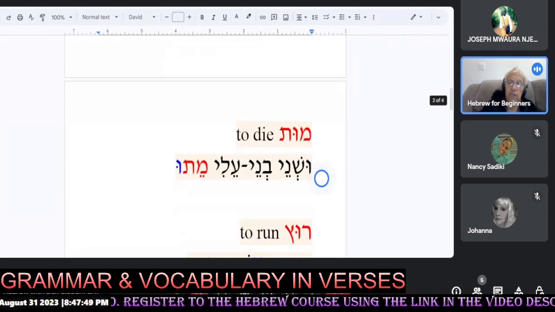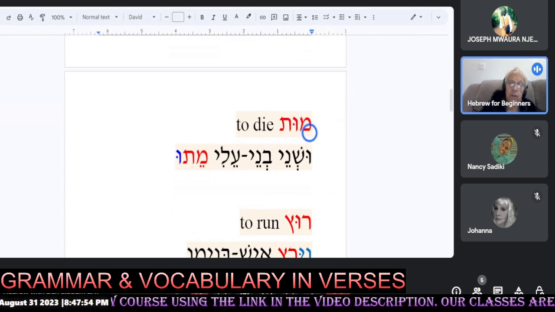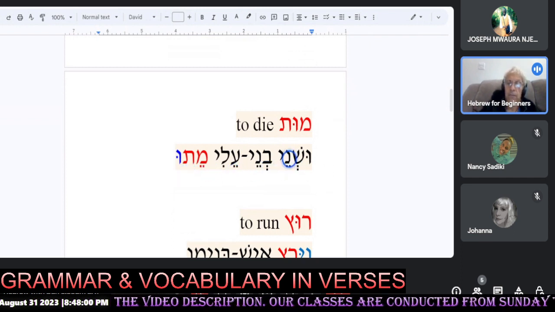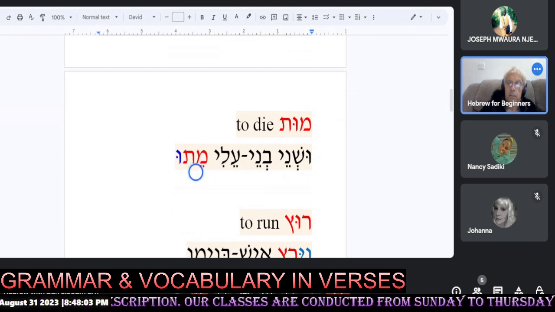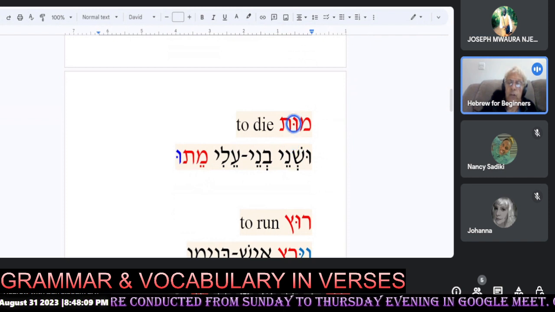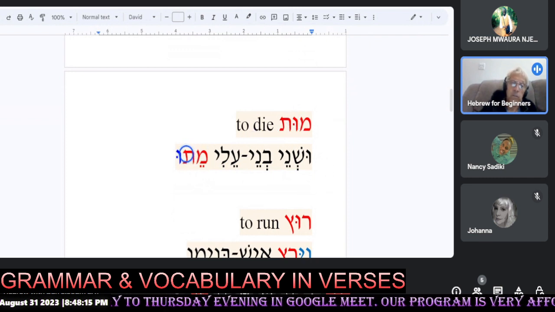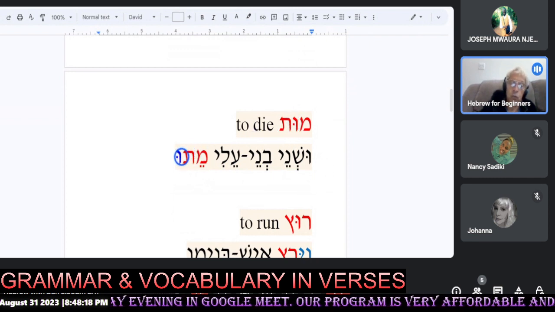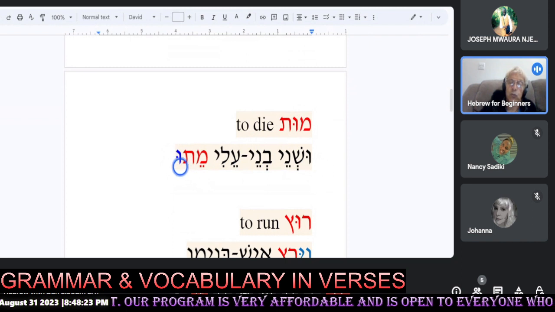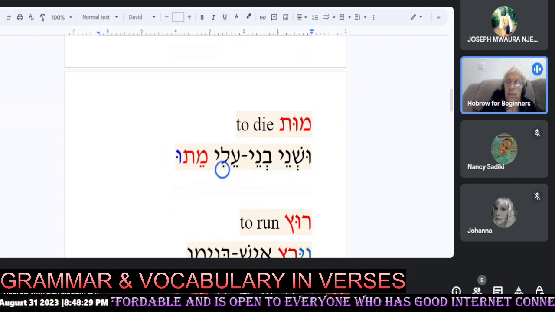Another Ayin Vav root is Mus or Mut, to die. And in one of our verses we saw Ushne v'nei Eli metu, and the two sons of Eli died, where we only have the mem and the tav, and we've lost the vav, or the shuruk. The shuruk at the end is a sign of the plural. So mes means he died, metu means they died. Ushne v'nei Eli metu, the two sons of Eli died.